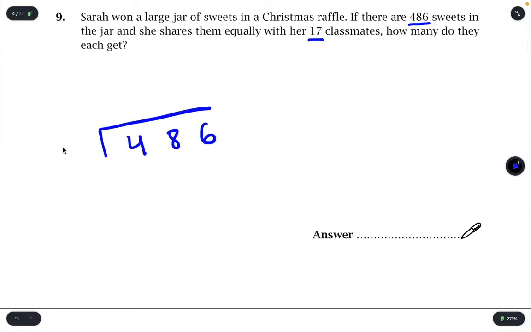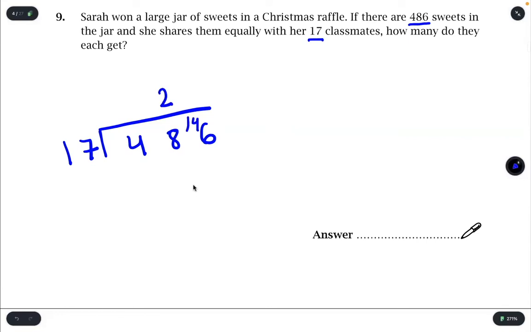486 divided by 17. It's actually the same number that we're dividing by. So 17 2s are 34, as we previously saw. 17 3s are 51, which is too big for this. So let's say 17 2s are 34. How much do we have left over?